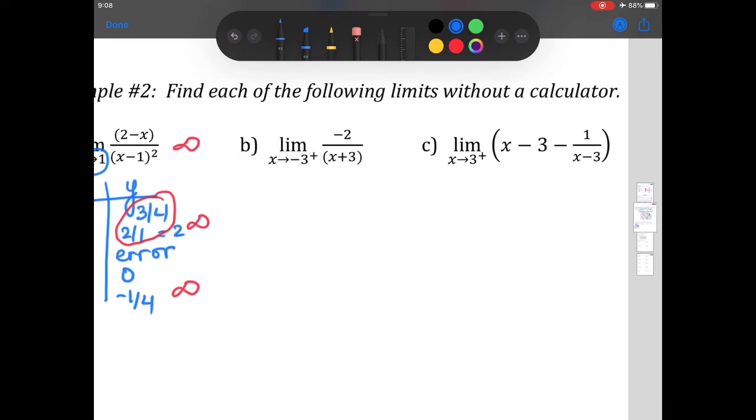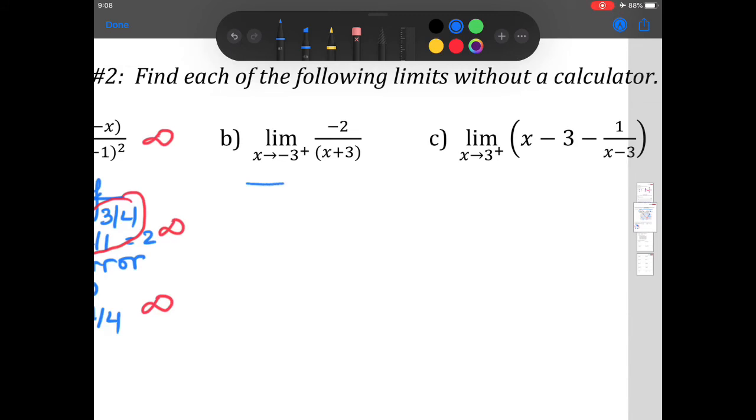Okay, so now let's try the next one. I'm going to do it in a different color, and I'm going to zoom in a little. Again, start with your table. Be careful. This plus means from the right, right? So I'm only going to pick two values that are to the right of my -3. To the right would be -2 and -1. At -3, I know I'm going to have an error, because if I substitute -3 in, I get a denominator of 0. You substitute the others, this would be -2/1, and this would be just -1, right?